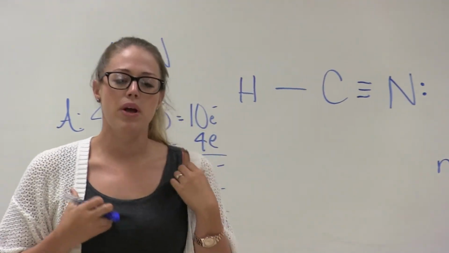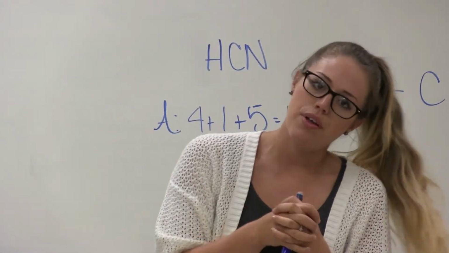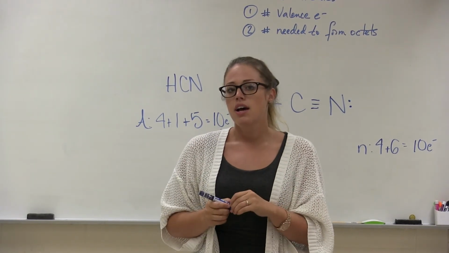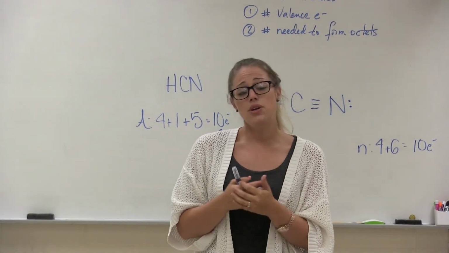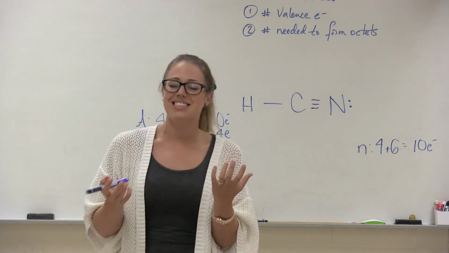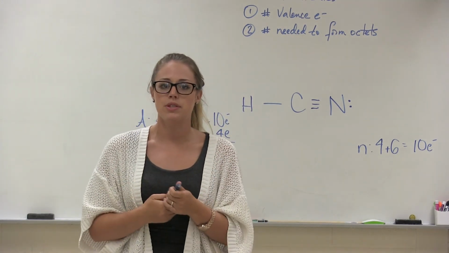So in summary, you need to first figure out the number of valence electrons, which gives you the available electrons needed to draw. Then you need to figure out how many you need to complete the octet. If available does not equal need, you have to make up the difference with bonds.